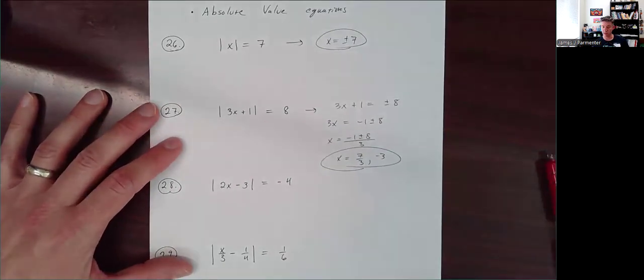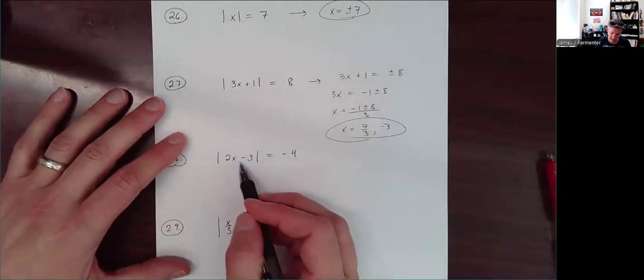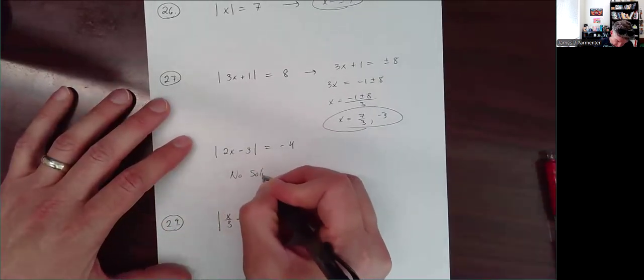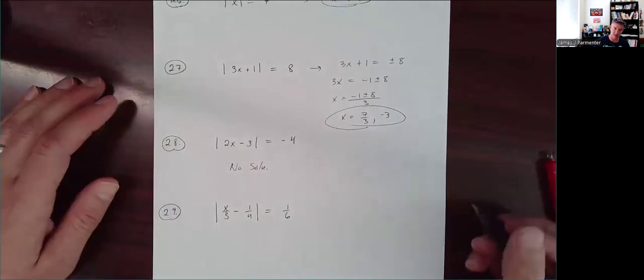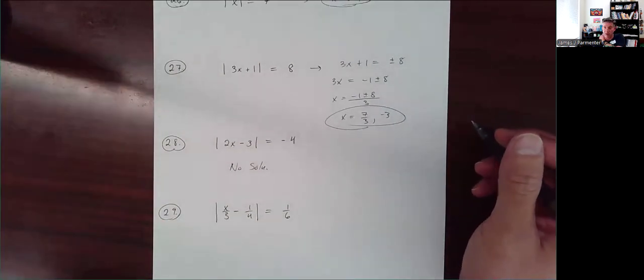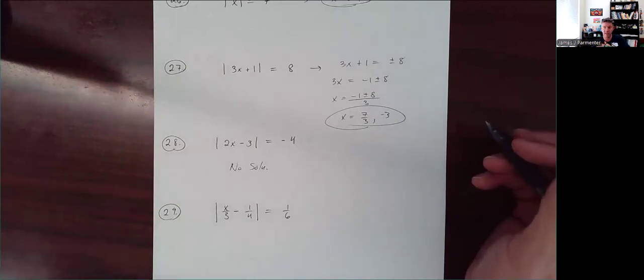Here, there aren't any solutions. An absolute value can't equal a negative number. So no solutions. We don't want to make the mistake of saying 2x minus 3 equals negative 4 and 2x minus 3 equals positive 4. We don't do that for an absolute value equal to a negative, because an absolute value always takes an input and gives a positive output.